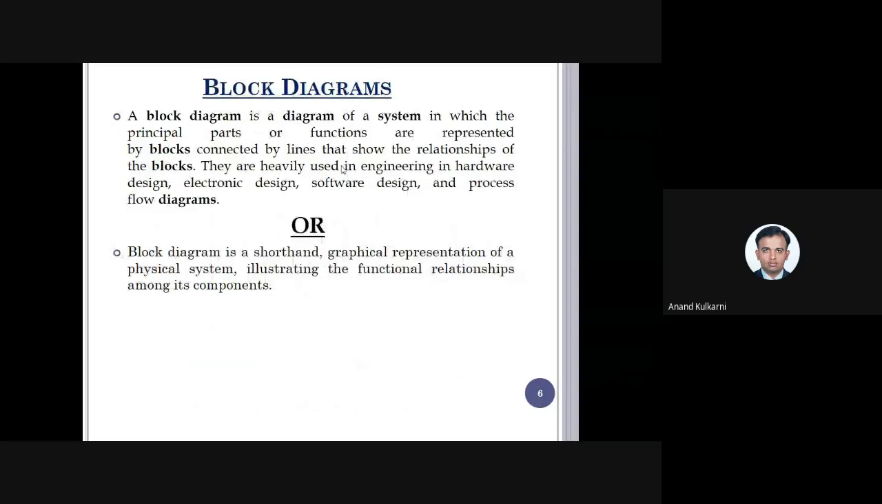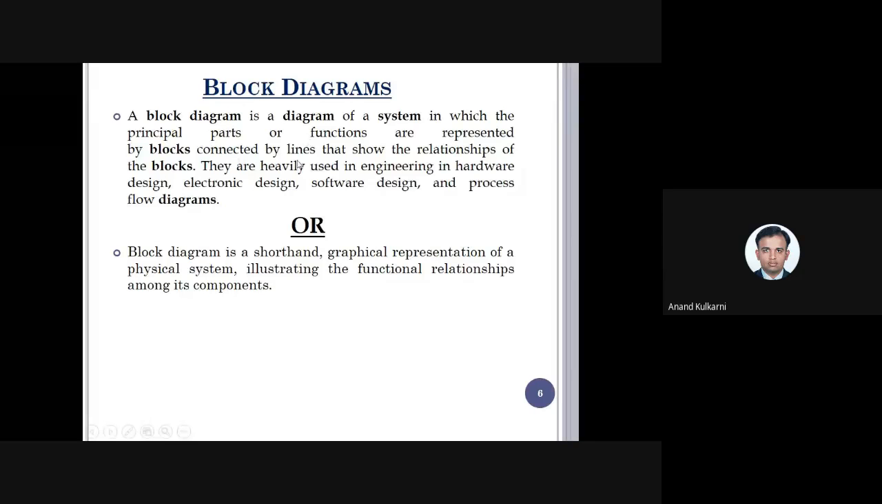It is a shortened graphical representation of a physical system, illustrating the functional relationships and its components. It means that whatever the function or the relationship, everything is going to be represented by a block. We are only worried about what the input is and what the output is, and the entire system is going to be represented by the block.